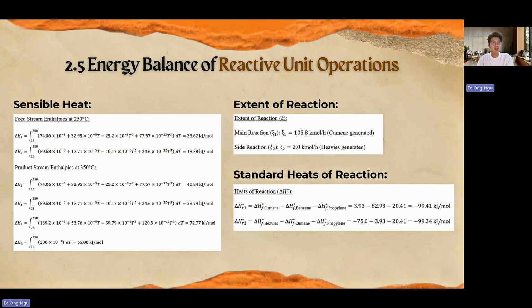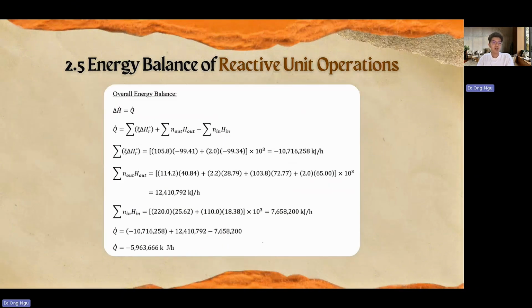Using mass balance data, we can find the extent of reaction. And applying Hess's law, we can determine the heat of reaction. Both reactions are highly exothermic, releasing about 99 kilojoules per mole. Finally, our total heat, Q, is the reaction heat plus product sensible heat minus the feed sensible heat. Plugging in our values yields a final Q of negative 5.96 million kilojoules per hour. This shows the reactor is losing massive amounts of heat to the surroundings. And that covers the energy balance. Now I will pass the floor to my teammates.